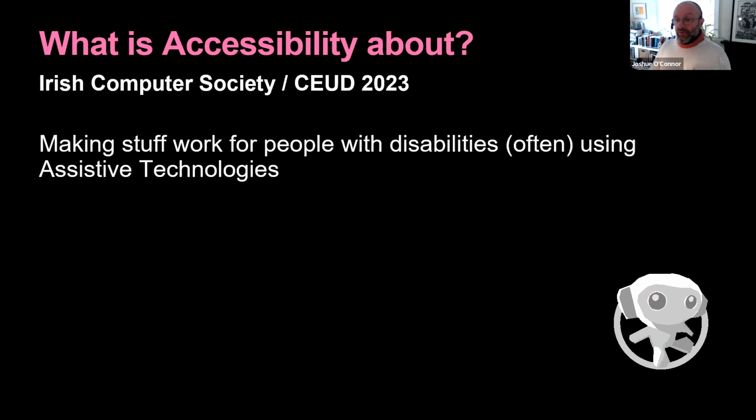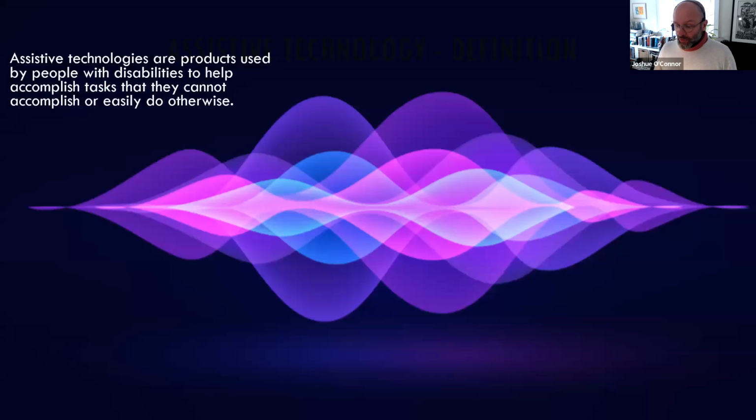What is accessibility really about? Fundamentally, it's about making stuff work for people with disabilities, and they're often using assistive technologies. So what are assistive technologies? They are products that are used by people with disabilities to help them accomplish tasks that they just couldn't do otherwise, right? And so really making that all happen is potentially a bit of an ask if you're from an organization where you're not really accustomed to meeting those needs, and you're under pressure because you've got this scary directive or whatever it is, so how do you make that happen? And this is what we're really interested in trying to tease out and help you with.